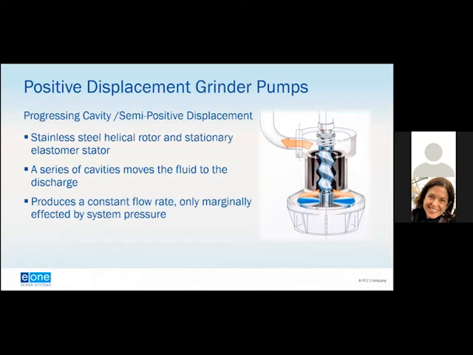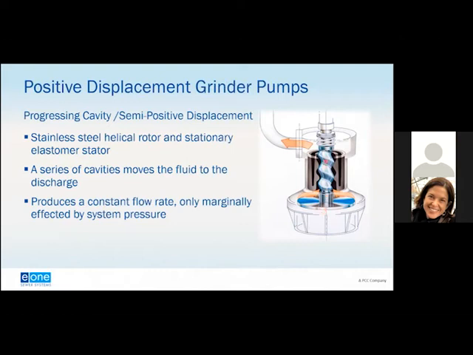We change it a little bit to a semi-positive displacement, because with a positive displacement pump, if you have a highly viscous liquid, you don't have a lot of it slipping back from the outlet to the inlet. But with the semi-positive displacement pump, and this is a rotary version of a typical, if you recall that family tree, this would be a rotary version. So you have the material that is ground up, and then you have a stainless steel rotor and a stationary elastomer stator.